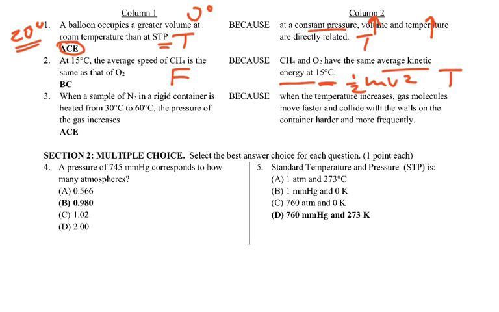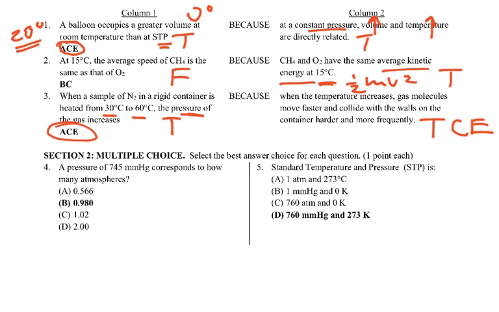Third one, when a sample of nitrogen in a rigid container is heated from 30 to 60, the pressure of the gas increases. That is true. It does not double, but it definitely increases. When the temperature increases, gas molecules move faster and collide with the walls of the container harder and more frequently. That is absolutely true, and that is the reason why the pressure does increase. So I would call this true with the correct explanation, ACE. That'd be a great answer.